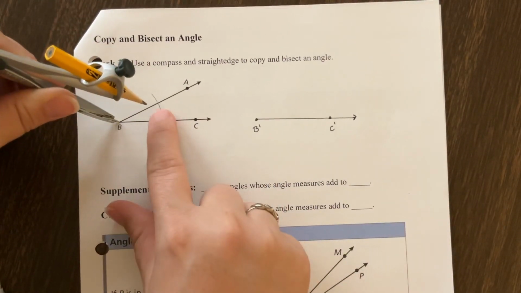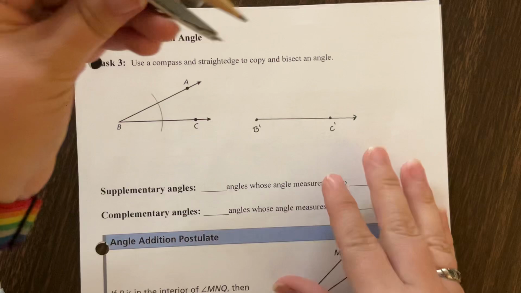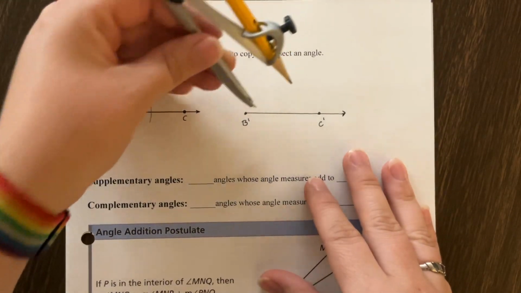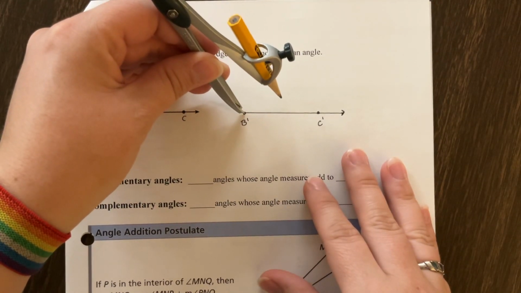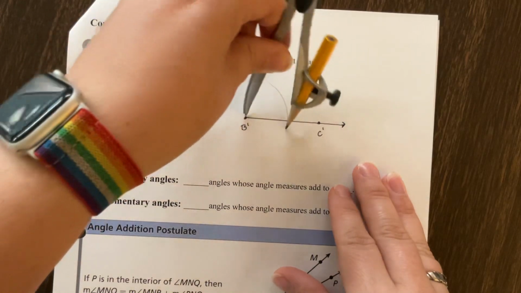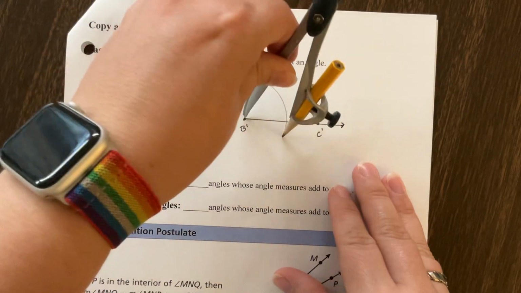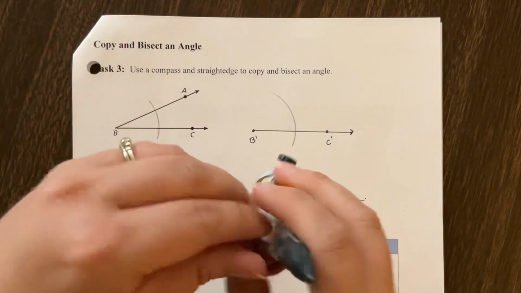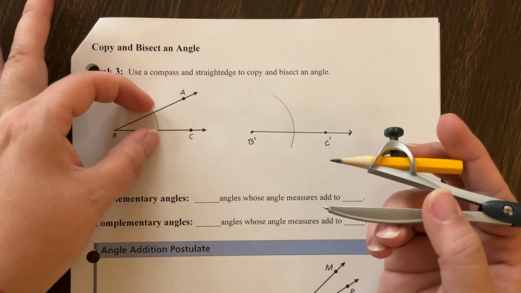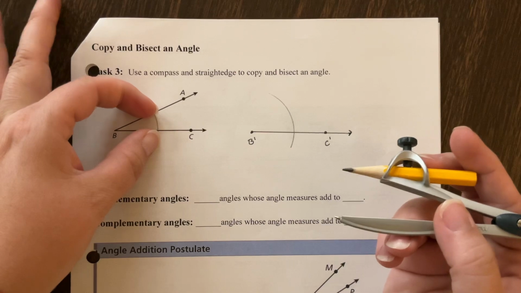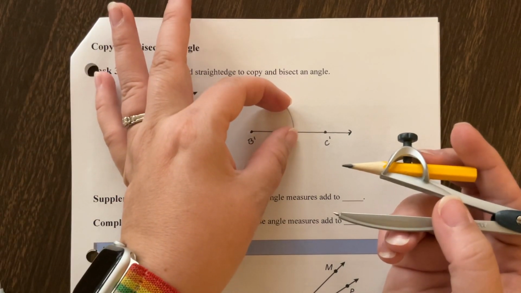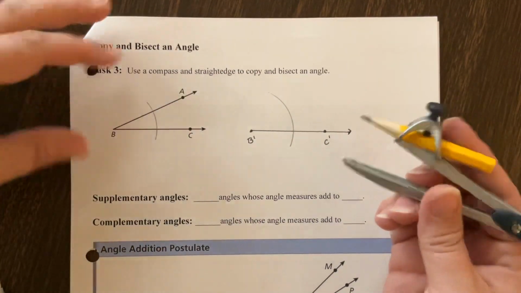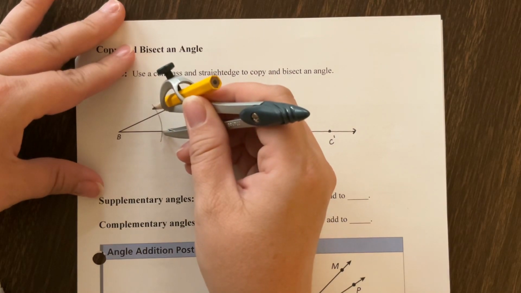I'm looking for those two intersection points. Now, without moving my compass, I want it the same width. I'm going to draw a similar arc over here. So this is that baseline for where I'm measuring. So I know if I measure the width of this angle here, this angle should be the same width at that same spot. So now that I have that first arc drawn, I can come in.